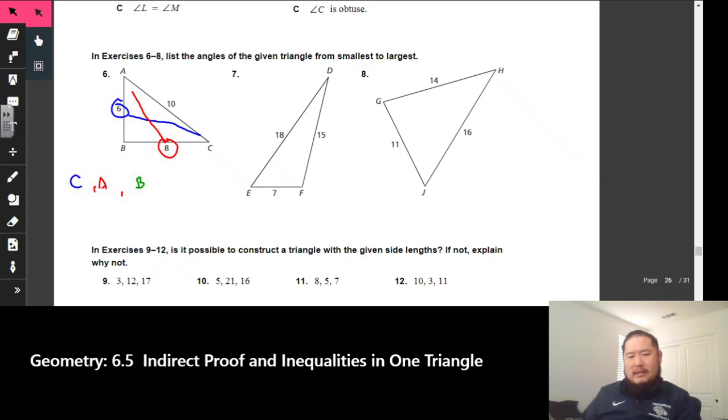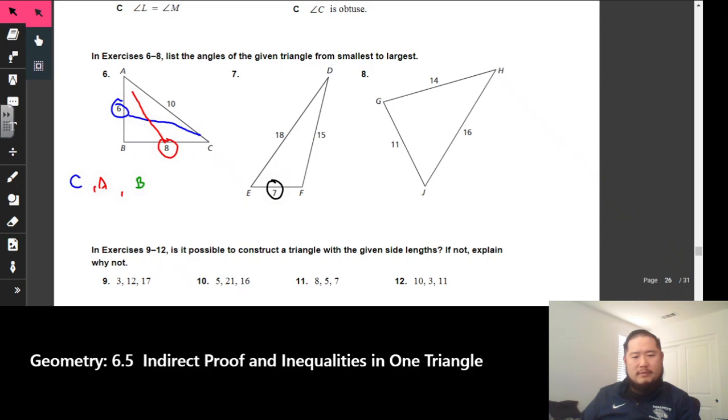Next up, let's take a look at 7. We got our different sides and angles here. Let's start off. Looks like 7 is the smallest side, therefore making angle D the smallest angle.